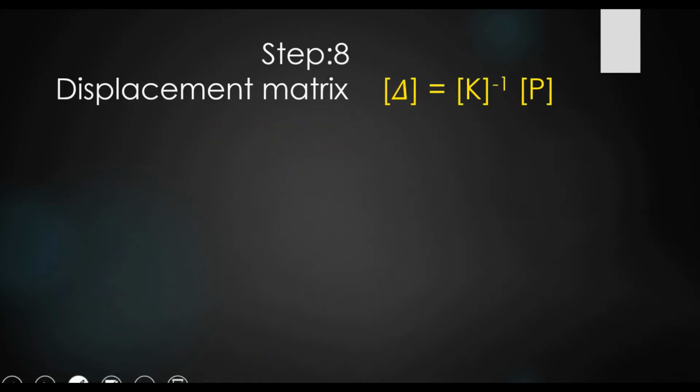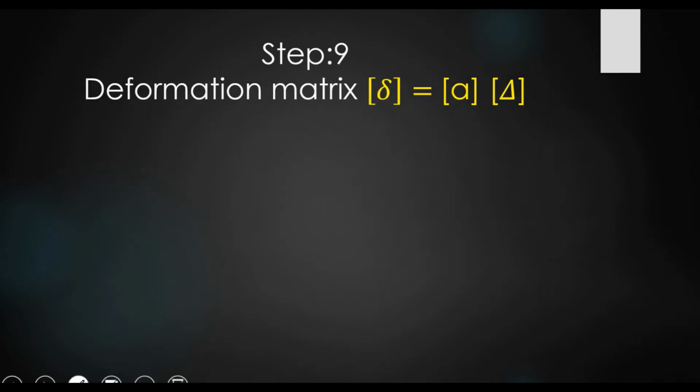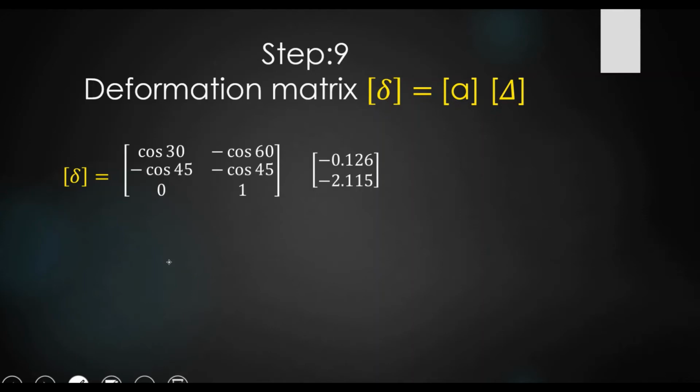Okay. Now, eighth step, to develop the displacement matrix, we have the equation. Just substitute the values of the matrices, and E and 1 by E get cancelled. So, delta will become minus 0.126 and minus 2.115. Now, step number 9 is to develop the deformation matrix. We have delta is equal to A matrix into delta matrix. Just multiply these two matrices, it will give the answer as 0.87, 0.086 and minus 2.115.